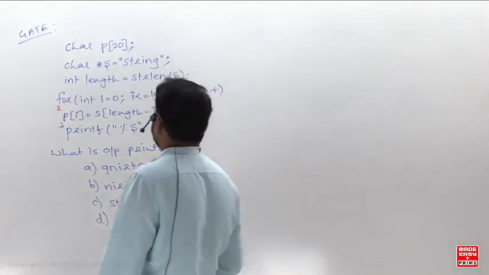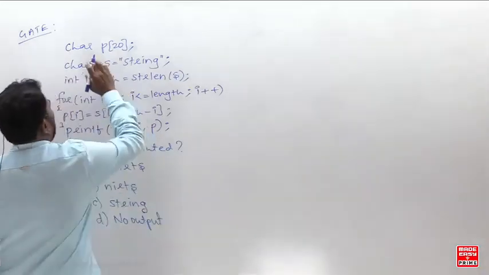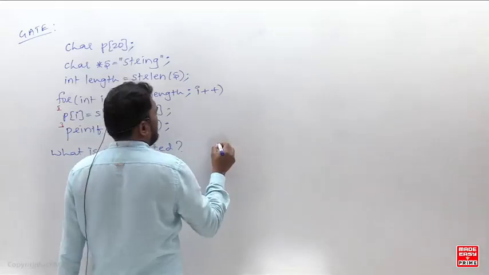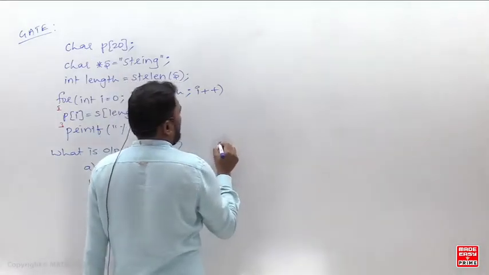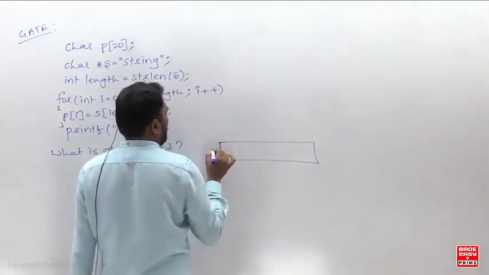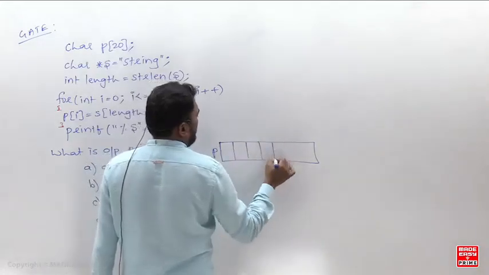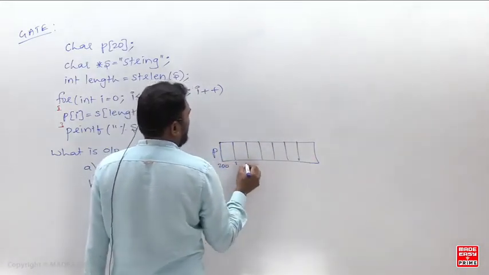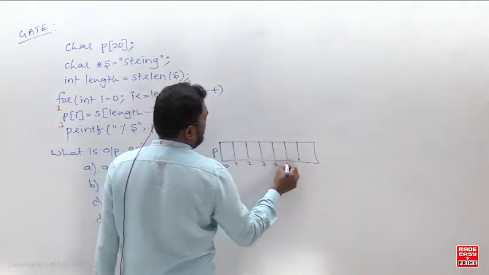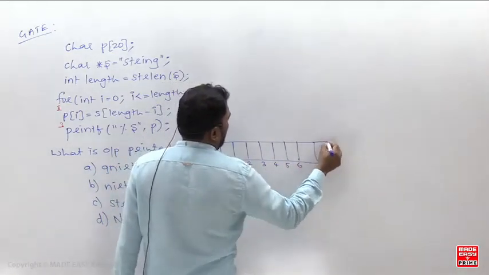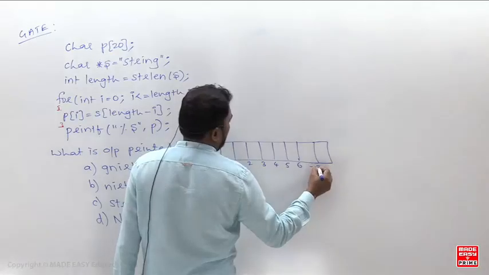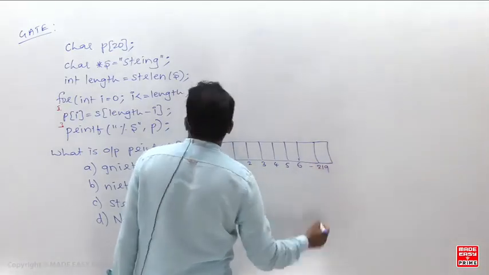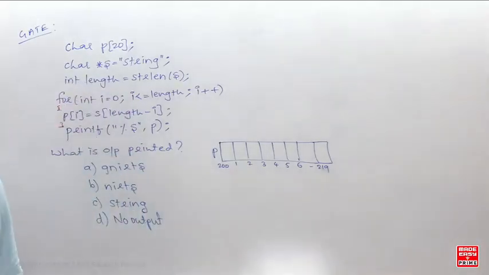Okay. So understand here what is the meaning of this: character P of 20. So P is some array, right? A character array. So just understand here, this is the P. You can take some base address: 200, 201, 202, 203, 204, 205, 206, like this. Up to 219. How much is the size? 20. So it will go up to 219.